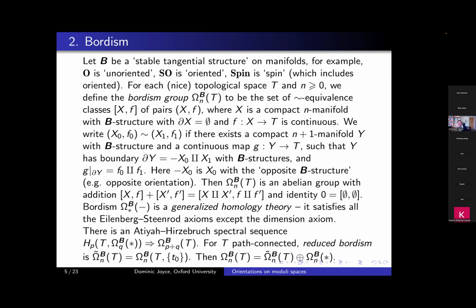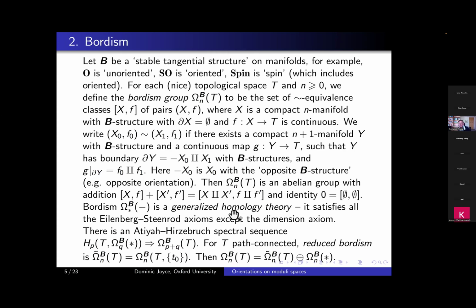Okay, so it turns out that bordism is a generalized homology theory. So it satisfies all of the Eilenberg-Steenrod axioms of homology, except for the dimension axiom, which says that the homology groups at the point are only non-zero in degree 0. Because it doesn't satisfy the dimension axiom, the bordism groups at the point can be non-zero for arbitrarily large n.